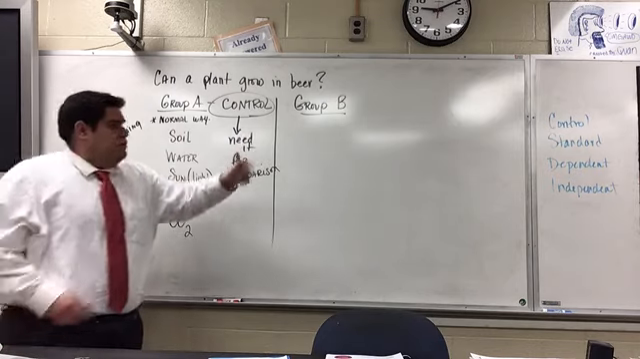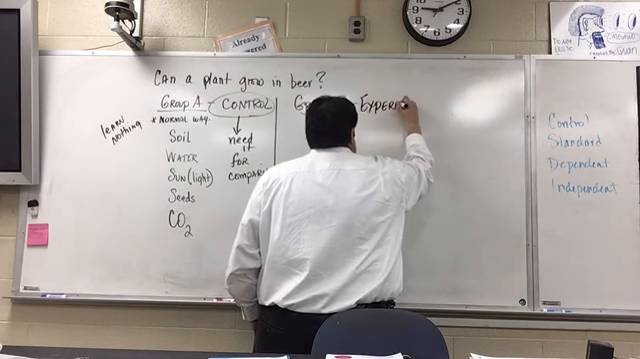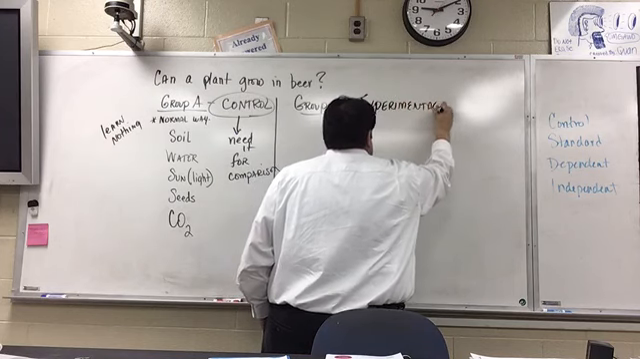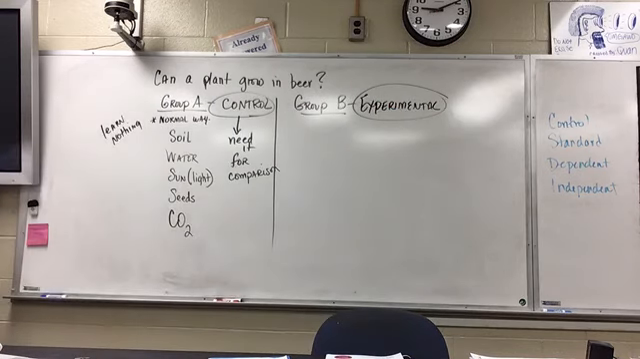Because that means over here, this is where my actual experiment is going on. That's why we call Group B the experimental group. That's the experimental group. This is where I'm going to try what I'm trying. And by the way, what am I trying?